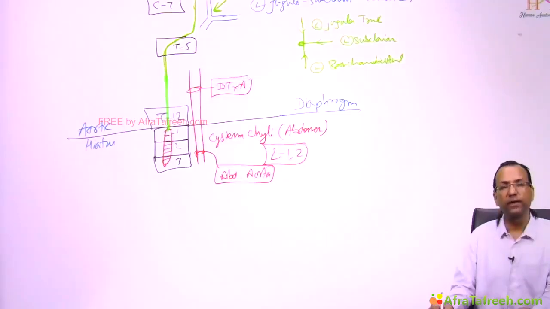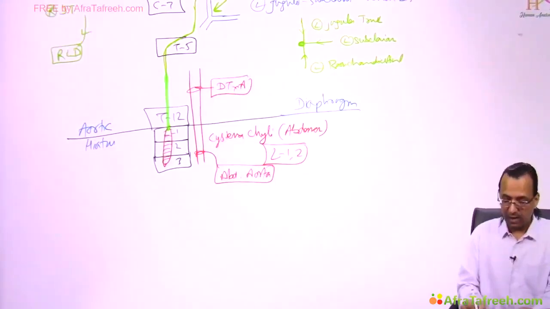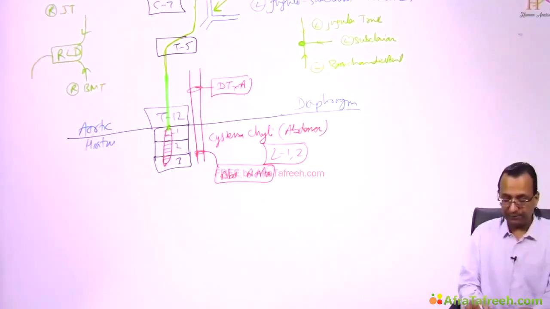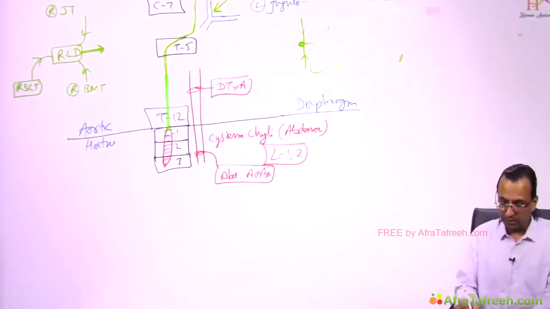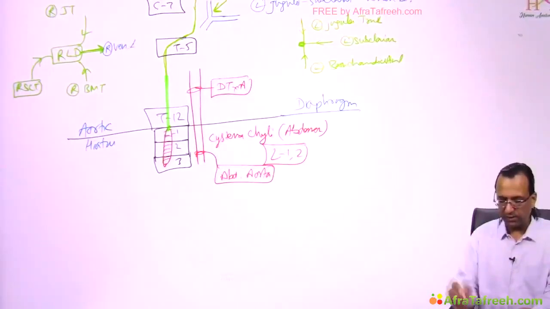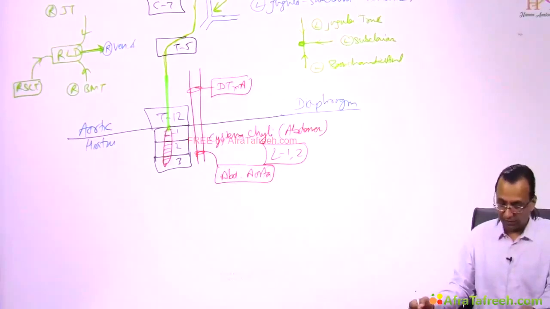What about the right lymphatic duct? It also receives three things: the right jugular trunk from the head and neck region, the right bronchomediastinal trunk from the thorax region, and the right subclavian trunk from the upper limb region. It drains in the same way into the right venous angle. So these are some questions the examiner may ask, and you should be ready with the answers.